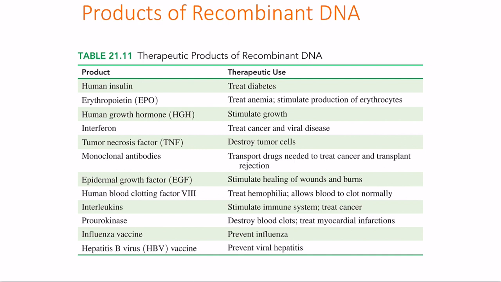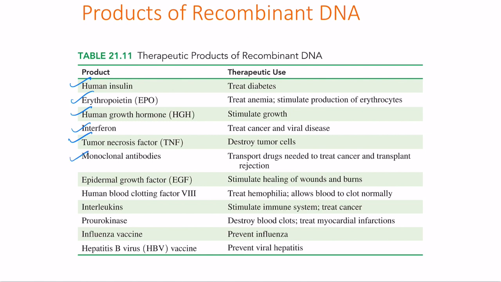These are common products that we have seen. First one is human insulin that is produced by recombinant DNA. You have erythropoietin, which is used to treat anemia and stimulate production of erythrocytes. You have human growth hormone, which is used to stimulate growth. You have interferon, which is used to treat cancer and viral diseases. You have tumor necrosis factor, TNF, which is used to destroy tumor cells.